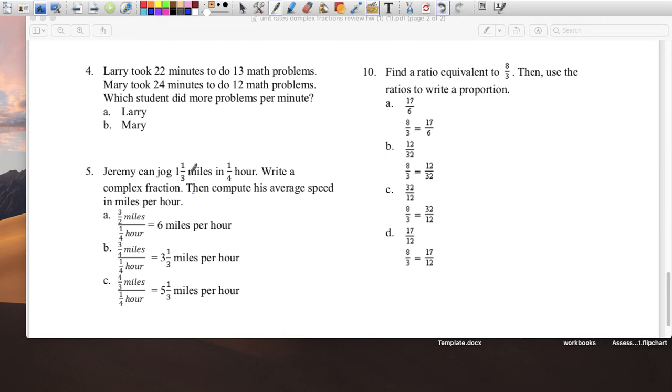5. Jeremy can jog all that. What's his average speed per hour?